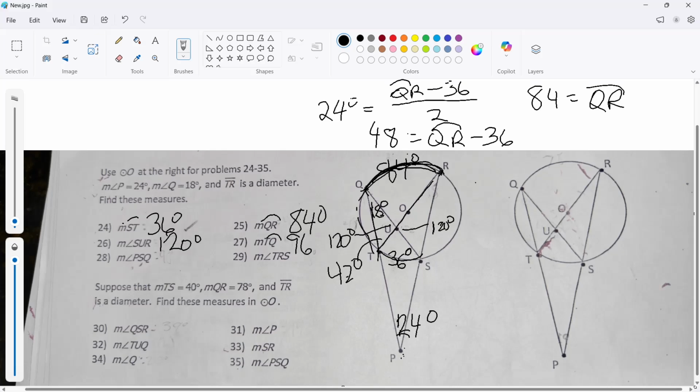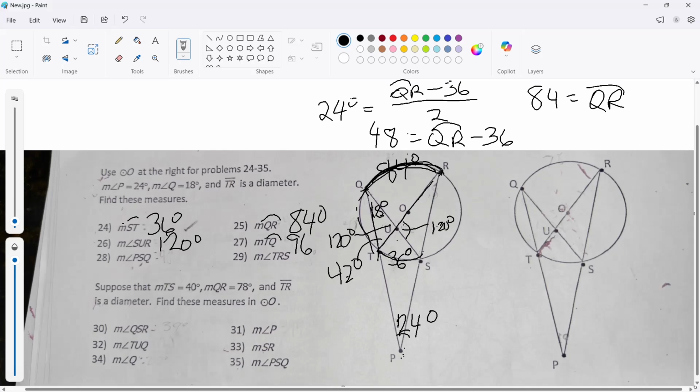Measure angle PSQ. Well, if this angle is 120 degrees, then this is going to be 60 degrees. Does that help me? PSQ. Oh, no, that doesn't help me. What helps me is this. Let me get rid of that. This angle, what is that?